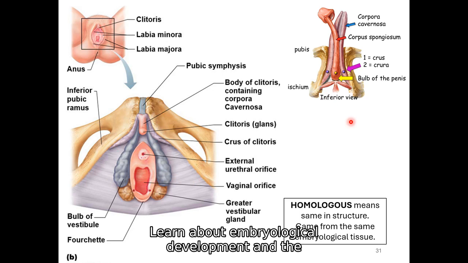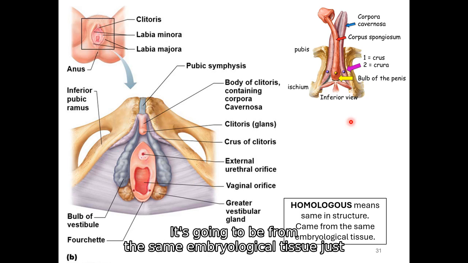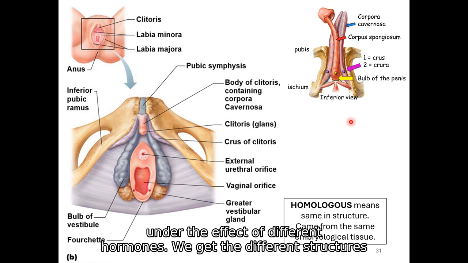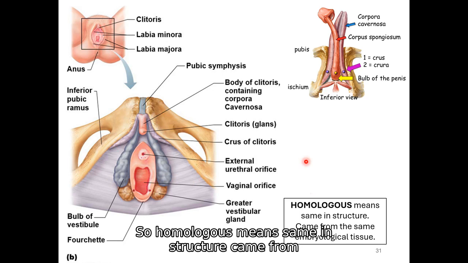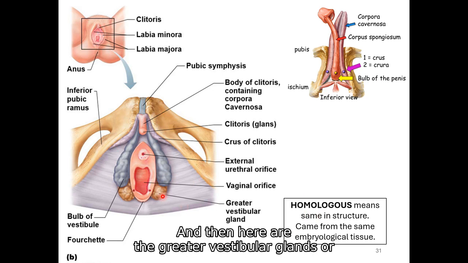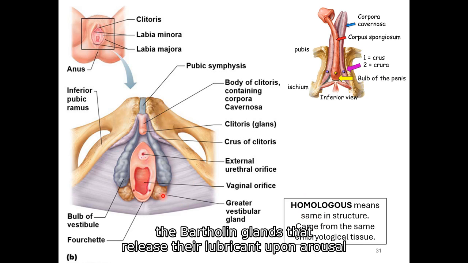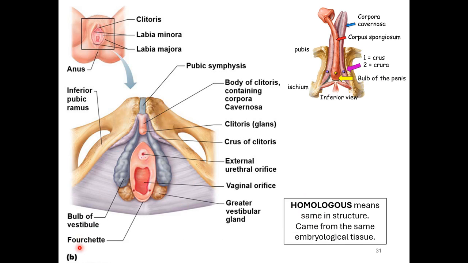So when we learn about embryological development and the development of the reproductive organs, it's going to be from the same embryological tissue, just under the effect of different hormones, we get the different structures. So that's when they say homologous to blah, blah, blah. So homologous means same in structure, came from same embryological tissue. And then here are the greater vestibular glands, or the Bartholin glands, that release their lubricant upon arousal. And so there's two small openings or ducts. And so it's going to lubricate the vaginal orifice.